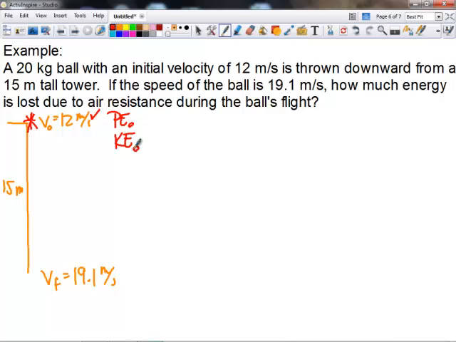It's going to fall through the air. Then right before it hits the ground, it's still moving, so it's going to have some form of final kinetic energy. And the question asks us to determine how much energy is lost due to air resistance. That means we're going to be solving for thermal energy.